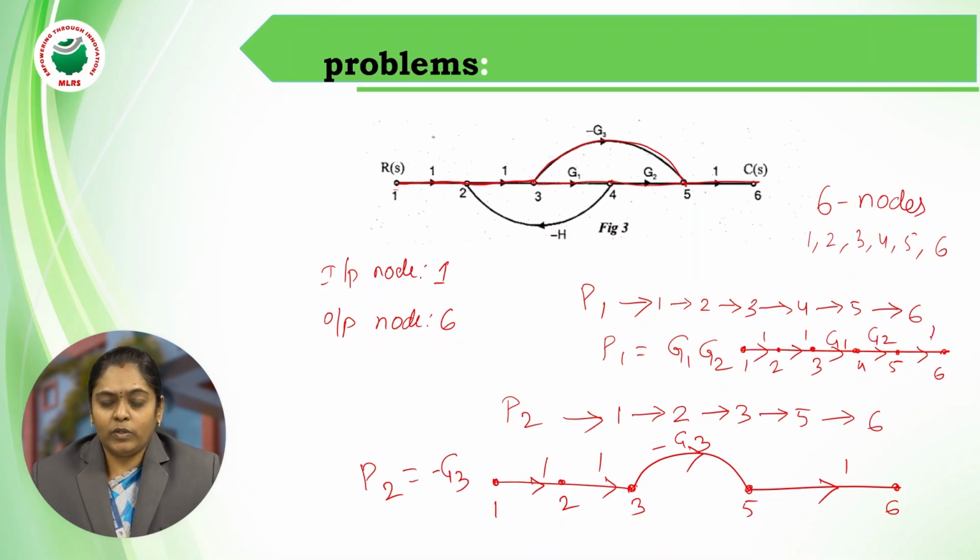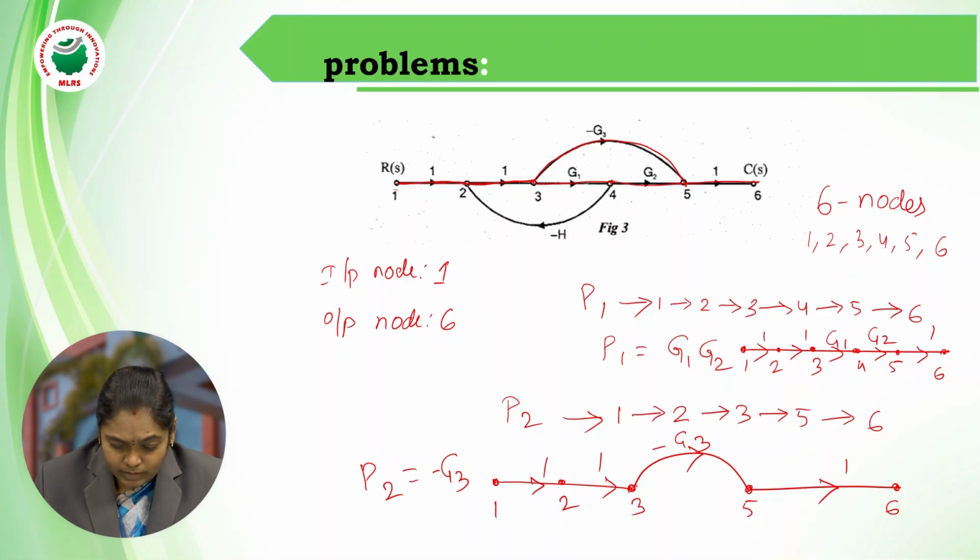For each step you need to represent in a diagrammatical manner. So the first forward path is G1 and G2, second forward path is minus G3. And the second step is you need to find out how many loops are there. As I told you previously, a loop is nothing but a signal that starts from one node and terminates at the same node.